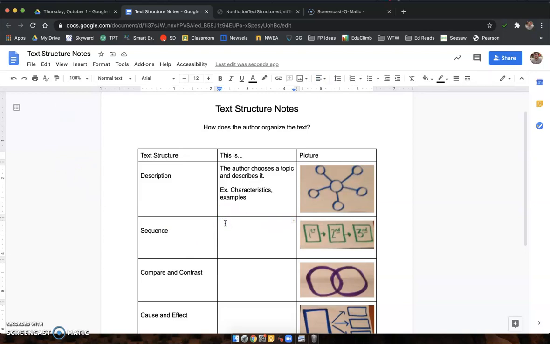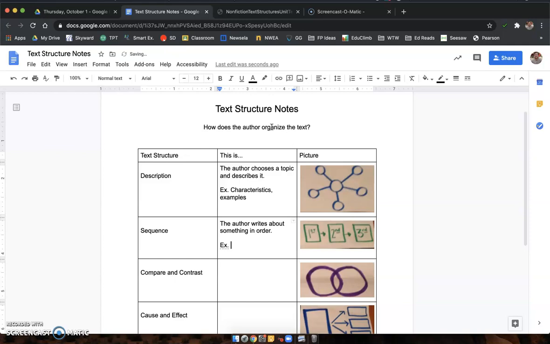The next one is sequence. And sequence text structure is going to be kind of a first, next, then last. Okay, so it's an order. Okay, so make sure that you're copying this down in your notes too. Okay, so the author writes about something in order. The order that something happens. Okay?